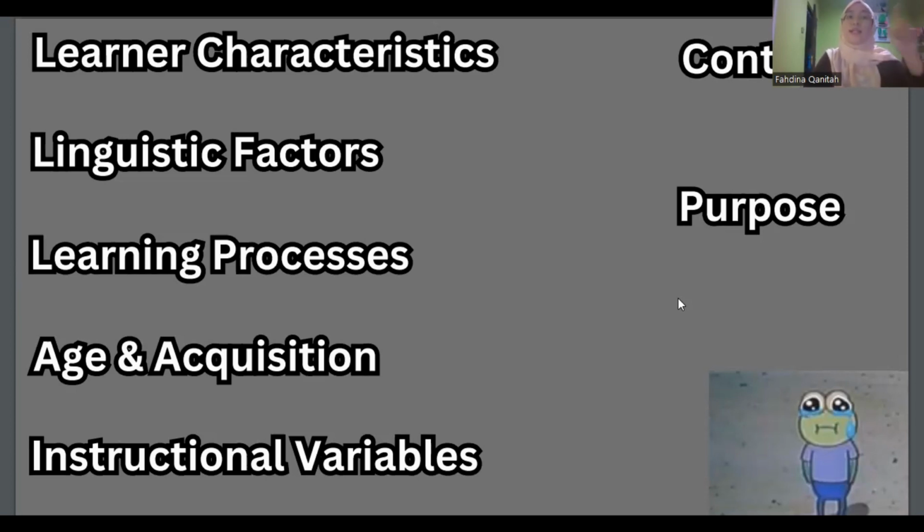And then there is learning processes. What are the questions on the learning processes? The first, how can a person ensure success in language learning? And the second one is, what learning frequency do we have to give to our students, and what kind of material is more suitable to our students? And then age and acquisition.